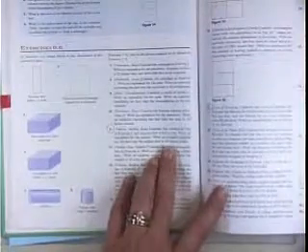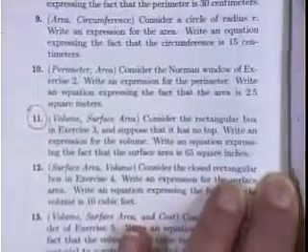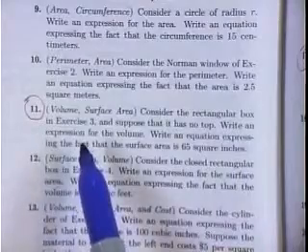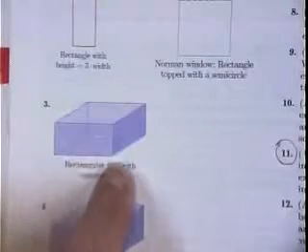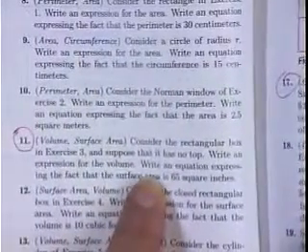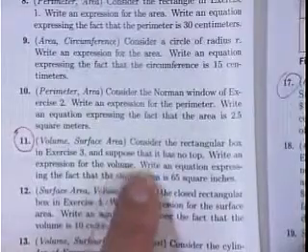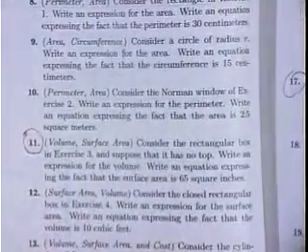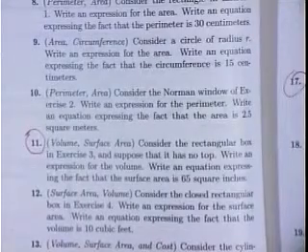First one I picked is number 11. Consider the rectangular box in exercise 3. That would be the one right here beside it on the page. This particular rectangular box has a square base. In number 11, it says, consider that square base rectangular box with no top. Write the expression for the volume of this square base box with no top. So take a second and do that. Then I'll catch up with you.